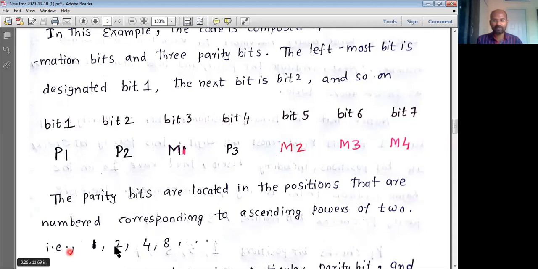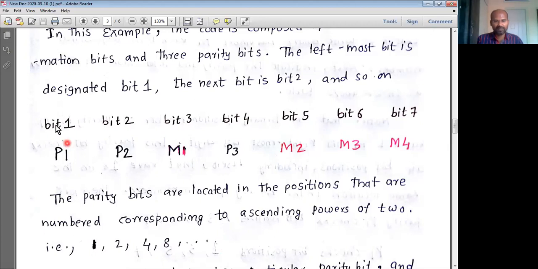What are the ascending powers of 2? 2 power 0 is 1. 2 power 1 is 2. 2 power 2 is 4. 2 power 3 is 8. So parity bits will be placed at 1, 2, 4, 8, and if there are more places, 16, 32 and so on. So parity bits go in the first place, second place, fourth place, eighth place, and so on.